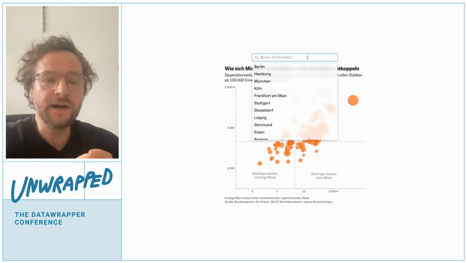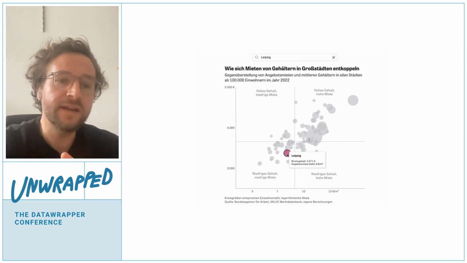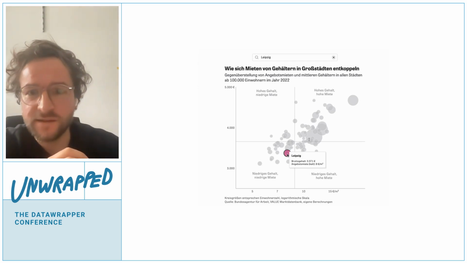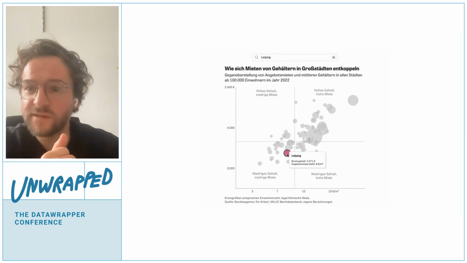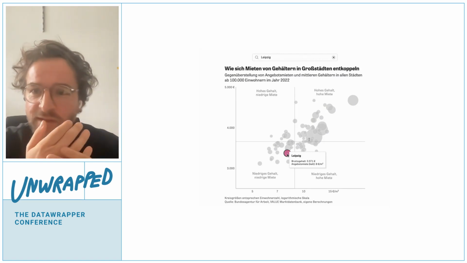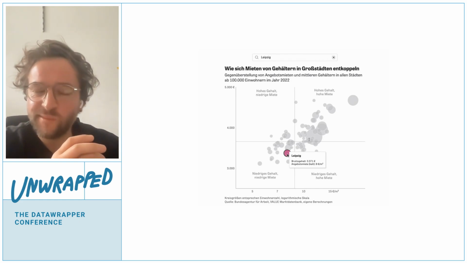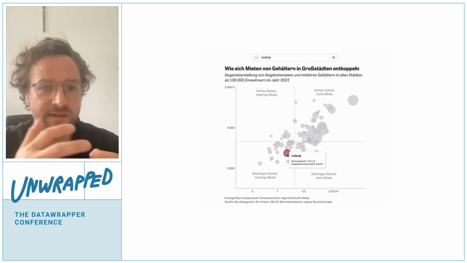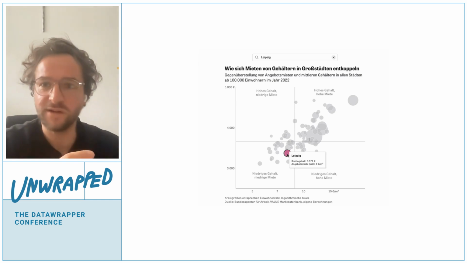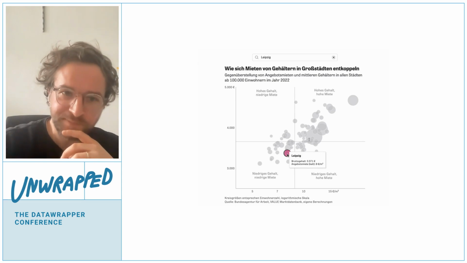This is the scatter plot, and now you can put in a city and only highlight that city. So this is the Datawrapper web component about the comparison of rents and salaries. And now we were able to personalize the data, what we normally do a lot, which helps a lot.